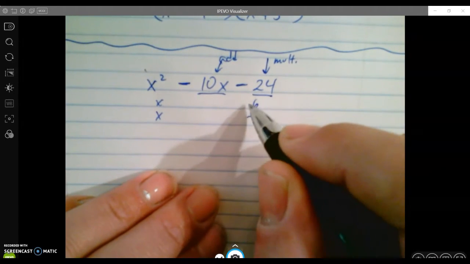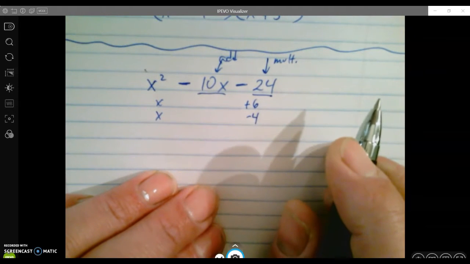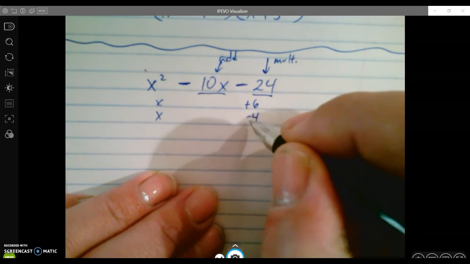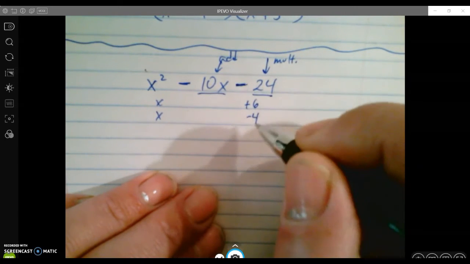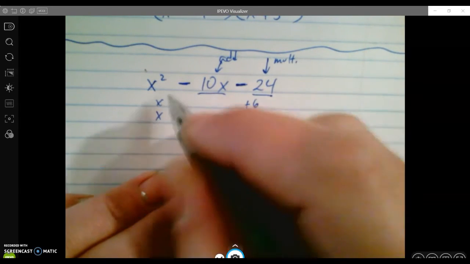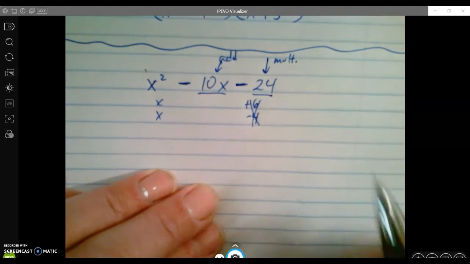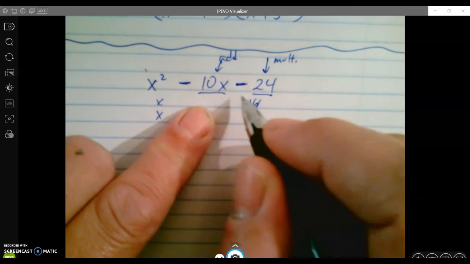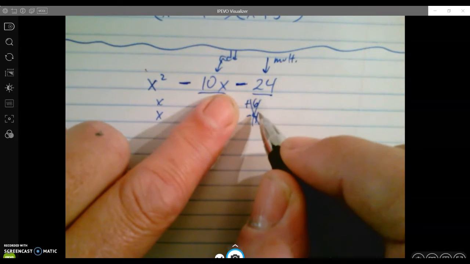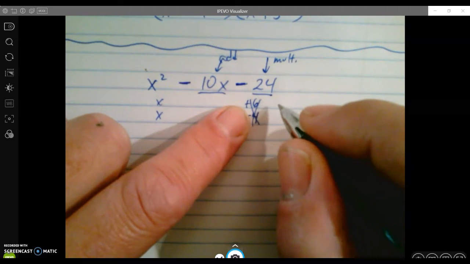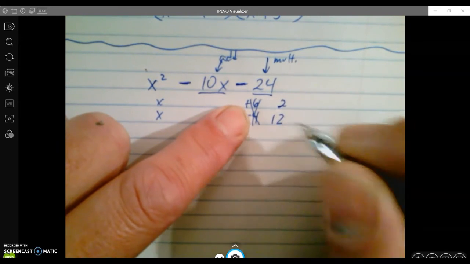But in order for it to be a negative, one would have to be positive, one would have to be negative. That makes sense? Positive times a negative would give us a negative answer here. But wait, when we combine these, we wouldn't get the negative 10. That's not going to work. Shoot. All right, so now let's try it again. 6 and 4 wasn't going to work. Let's see. Well, how else can we get 24? We can. 2 times 12.